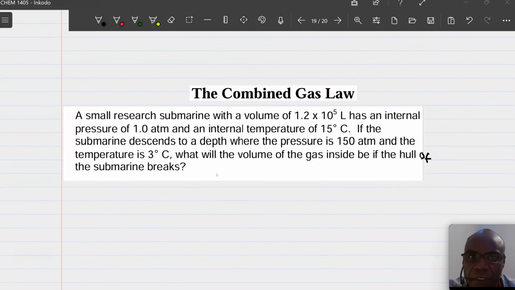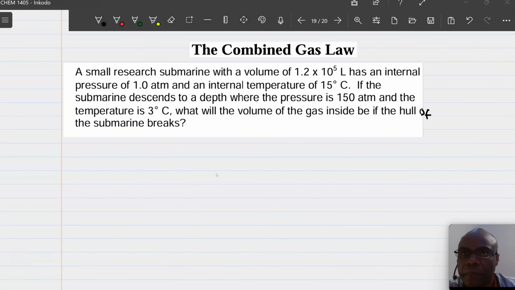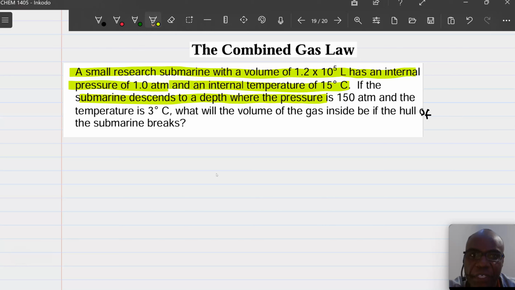Let us do another question involving the combined gas law. The question reads, a small research submarine with a volume of 1.2 times 10 to the power 5 liters has an internal pressure of 1 atm and an internal temperature of 15 degrees. If the submarine descends to a depth where the pressure is 150 atmospheres and the temperature is 3 degrees Celsius, what will the volume of the gas inside be if the hull, meaning the body of the submarine, breaks? The hull of the submarine is just the body of the submarine. So what will be the after volume?